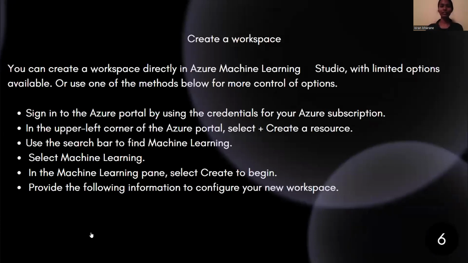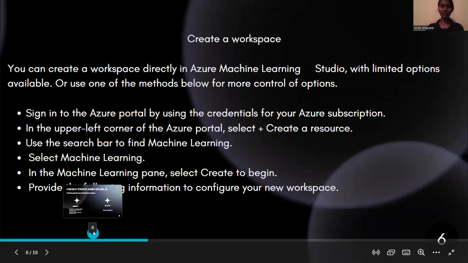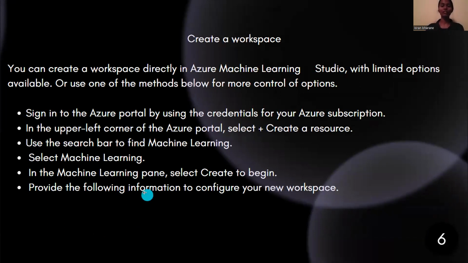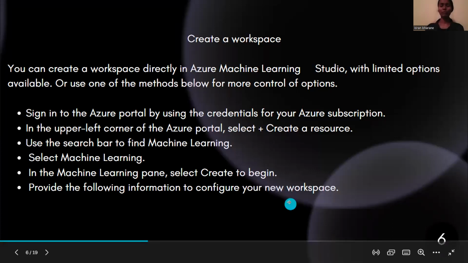First, we need to create an account and then sign in. After that, at the top corner, there is one option, create a resource. Then search for machine learning workspace, choose it, and click on create to begin. After providing the required information, my workspace is ready for any machine learning models.